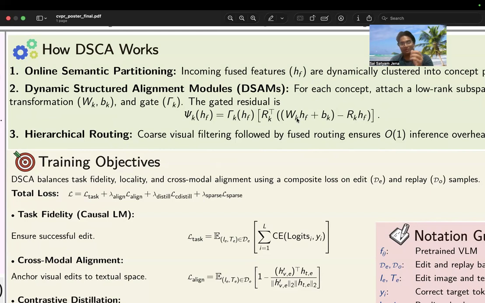Now WK HF plus BK performs a linear transformation on the same HF, and we do this. We find this difference.